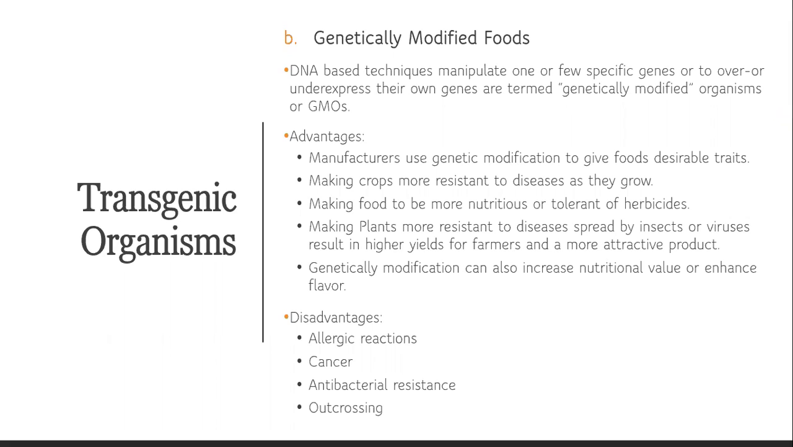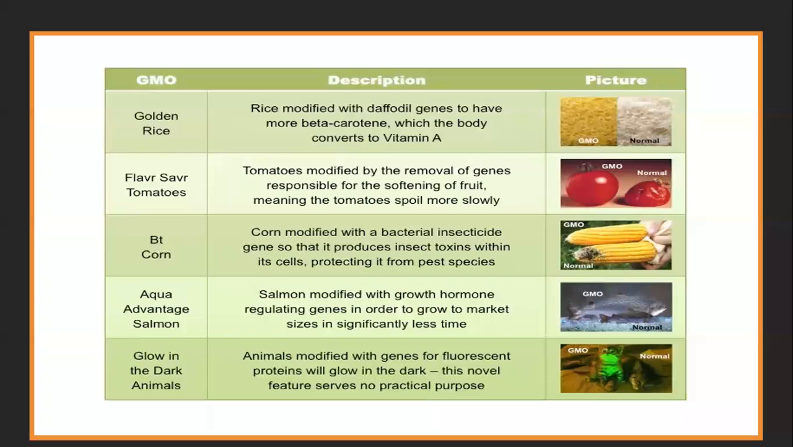The study shows that it may also cause cancer or antibacterial resistance and outcrossing. So these are the examples of GMO. We have the golden rice, or the rice that are modified with daffodil genes to have more beta carotene, which the body converts to vitamin A. Kaya that's why it's yellow than the usual white rice.